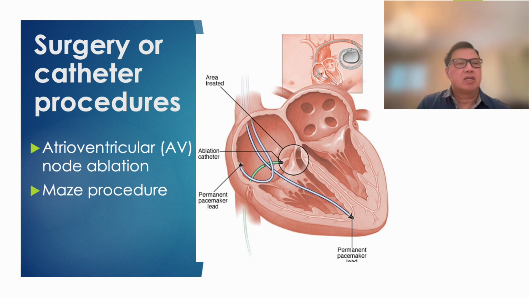And then the other one is the maze procedure. Again, the cardiologist will apply heat or cold energy or even a scalpel to create a pattern of scar tissue called the maze in the upper chamber of the heart. Because scar tissue doesn't send electrical signals, the maze interferes with the stray heart signals causing the atrial fibrillation.